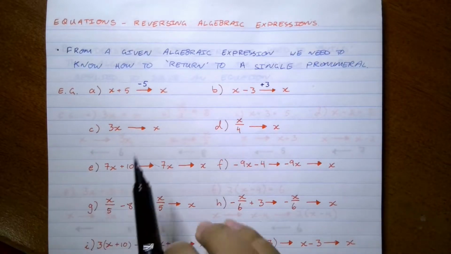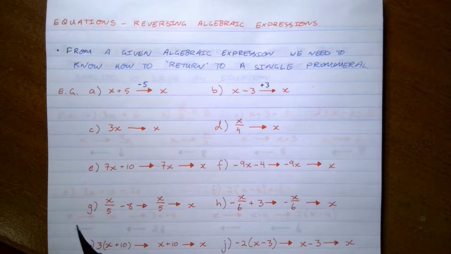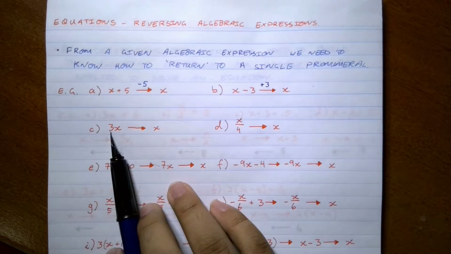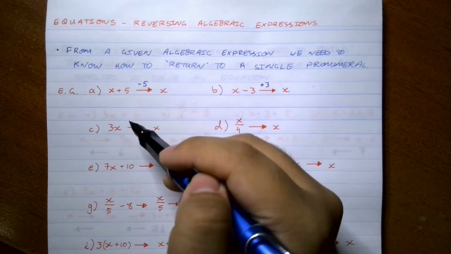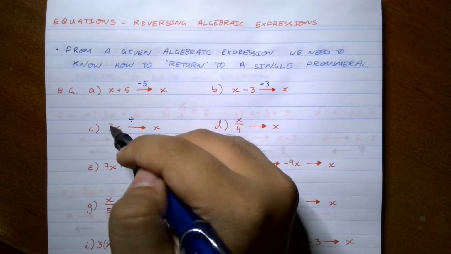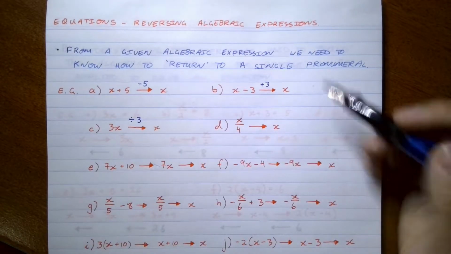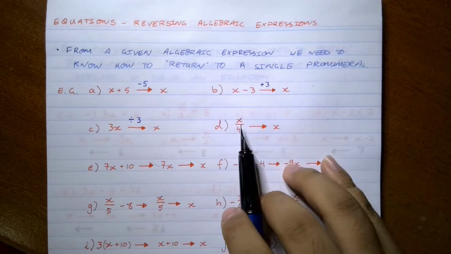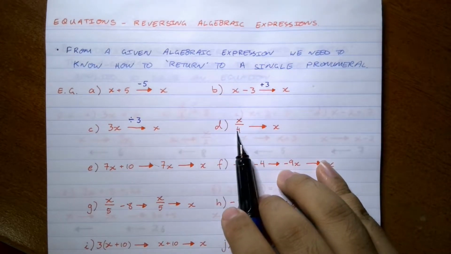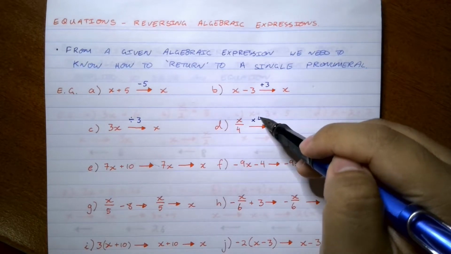Okay, if we have 3x, well, 3x is 3 times x. The reverse of 3 times x, the reverse of times, has to be divide. Since it's multiplying by 3, we must divide by 3. And the last basic operation we have, this is x over 4. Since this means x divided by 4, the opposite must be multiplying by 4.